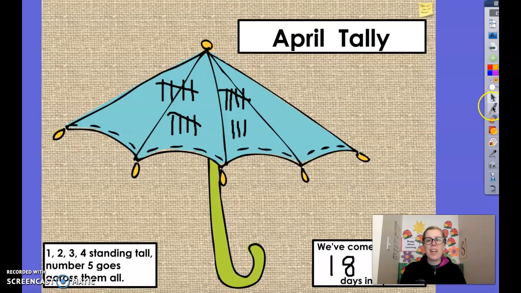All right, next is our April tally. And yesterday we wrote 1 tally, and we had 18 days in April that we've come to school. Now I see 3 standing tall, but remember we need 4 standing tall before we can cross it out. So we have 5, 10, 15, 16, 17, 18, 19. I'm going to go ahead and erase the 8, but leave the 1 because 19 is still a teen number. And I'm going to write a 9. Just like that. So we've come to school for 19 days in April.